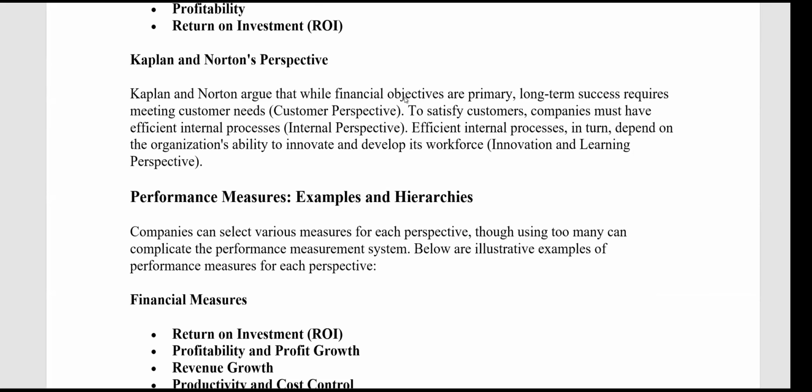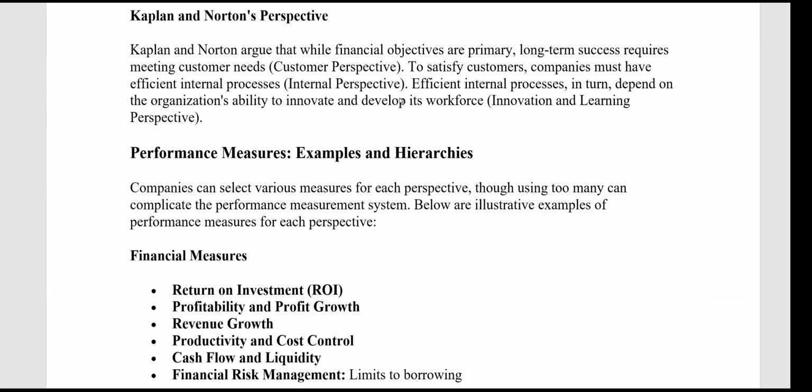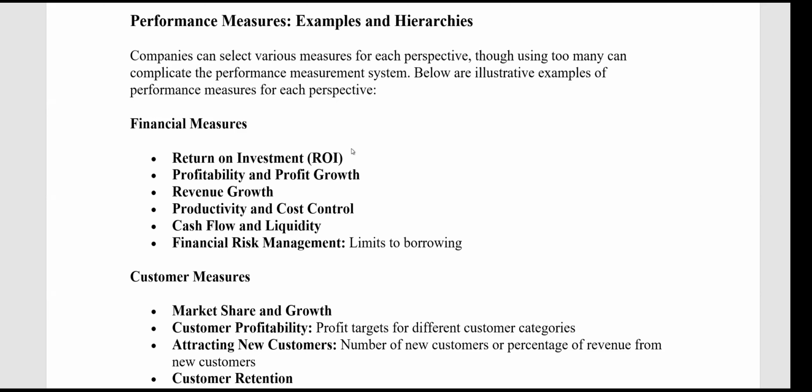You know that. Now, from the creators of the balanced scorecard's perspective, they argue that while the financial objectives are mostly primary, long-term success requires meeting customer needs, right? And to satisfy customers, you must have efficient internal processes, right? And the efficient internal processes in turn depend on your ability to innovate and develop your workforce. You remember we talked about this. So that's what they are saying. Yes, though you have financial objectives, if you do not try to satisfy customers, put better processes in place and develop your workforce and innovate, you are going to fail. Makes sense?